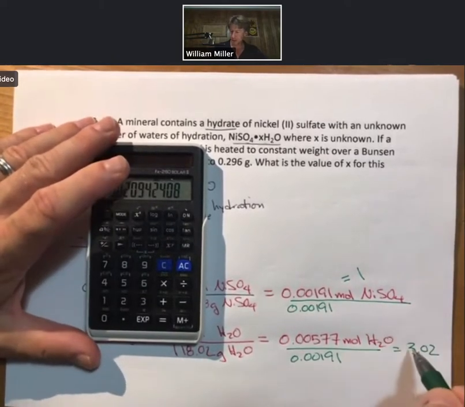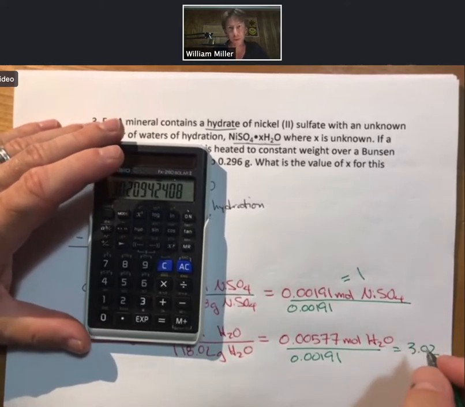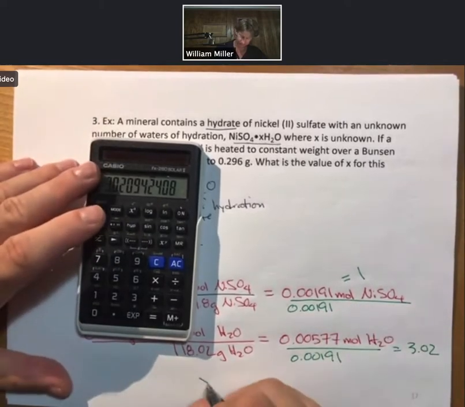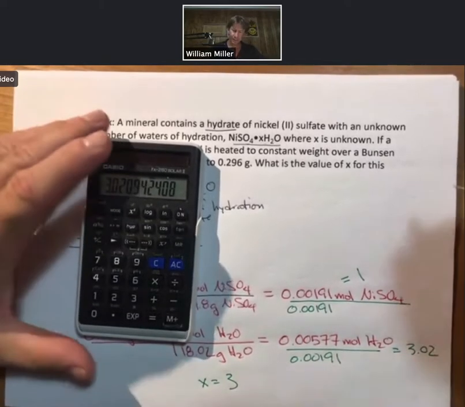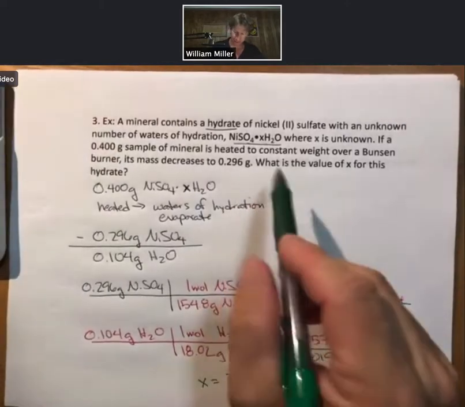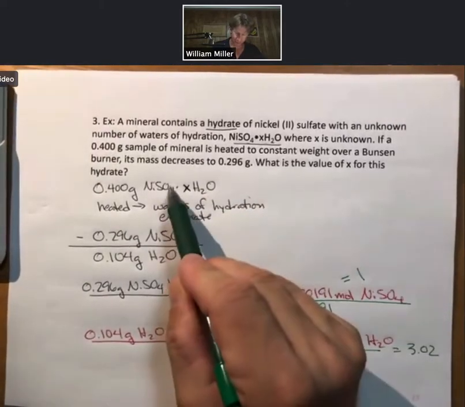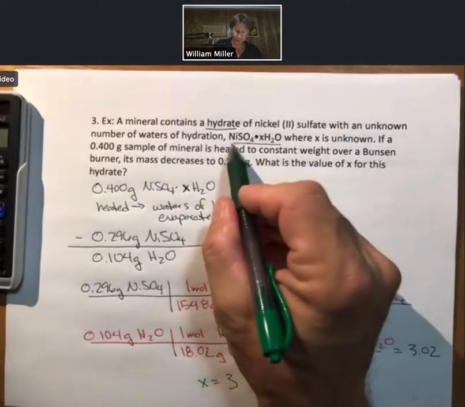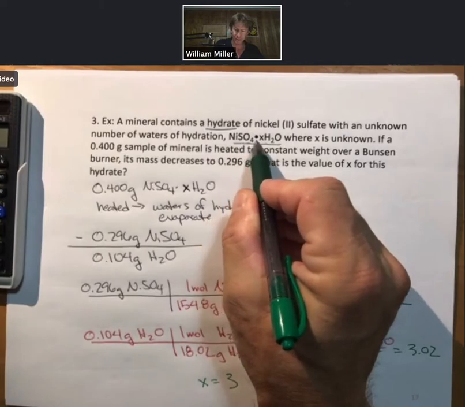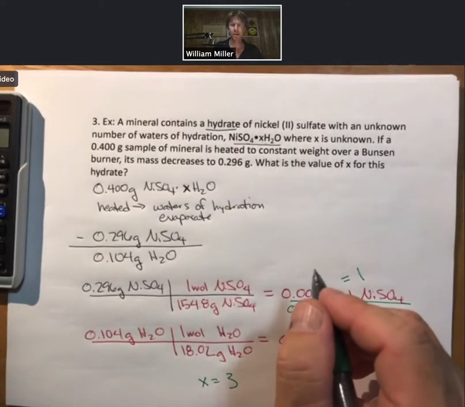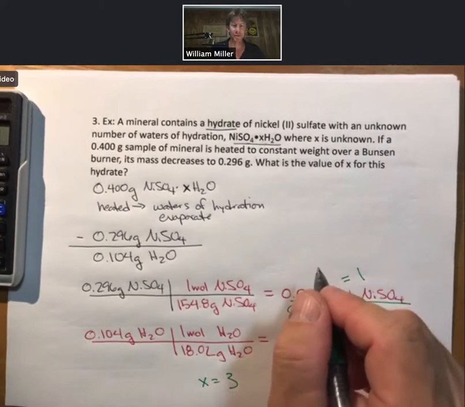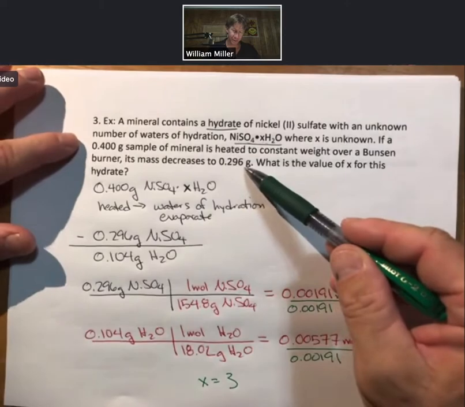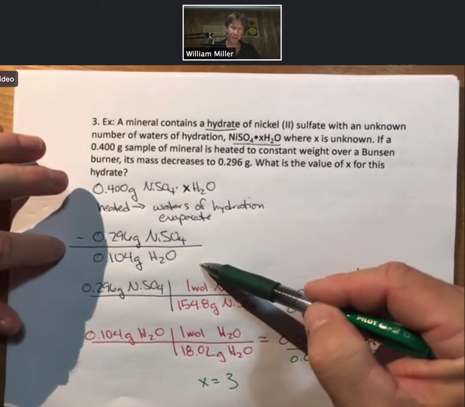And so these are now in a 3.02, or 3-to-1 ratio. That means that x equals 3. And let's come back to the problem. What is the value of x for this hydrate? X equals 3. The empirical formula, if we were asked it, would be NiSO4.3H2O. And we'll talk about naming hydrates in a future video. But the idea is, even though you only have two pieces of information, you can find the third.